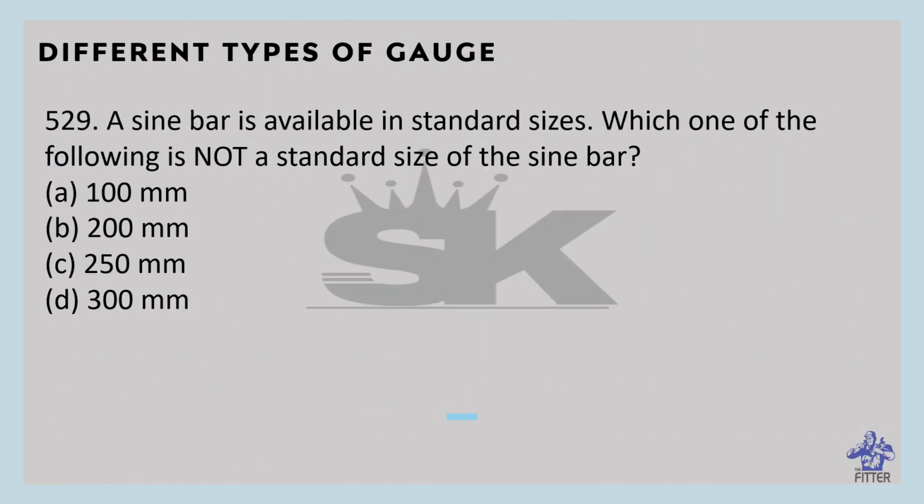A sine bar is available in standard sizes. Which one of the following is not a standard size of the sine bar? The commonly available sizes are 100 mm, 200 mm, 250 mm, and 500 mm. So here the answer is 300 mm. 300 mm is not a standard size of the sine bar.